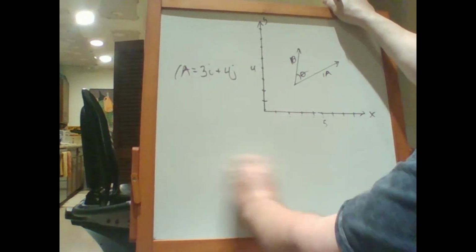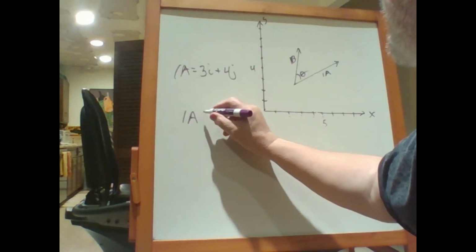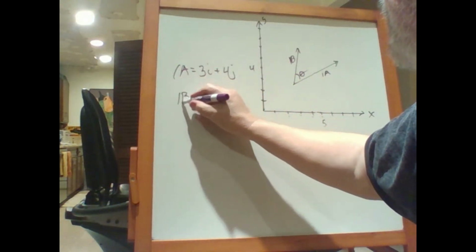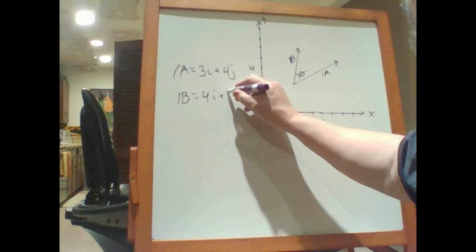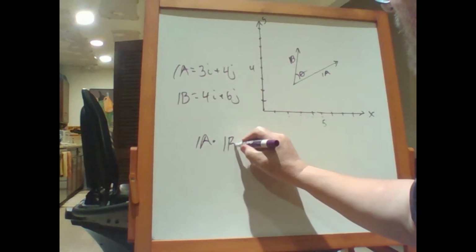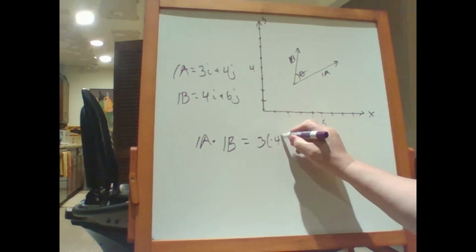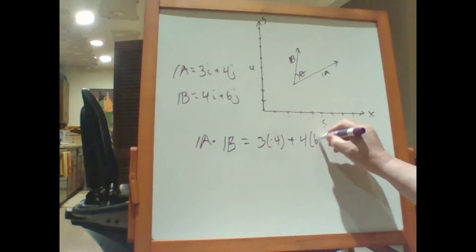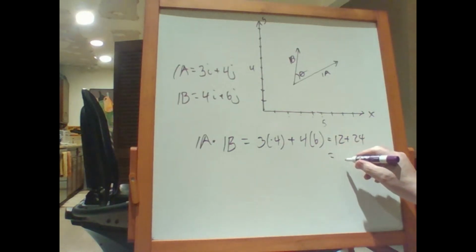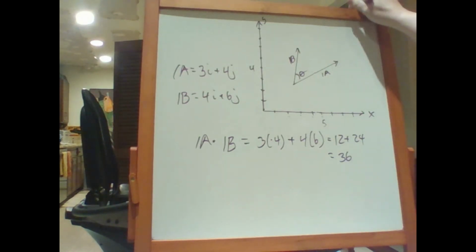That's another nice component. Now, if you had A and B, let's keep that A, and we have B. B equals 4I plus 6J, and we have A dot B. If we just do that, we have 3 times 4 plus 4 times 6, and that's 12 plus 24, and that's equal to 36. A dot B is equal to 36.